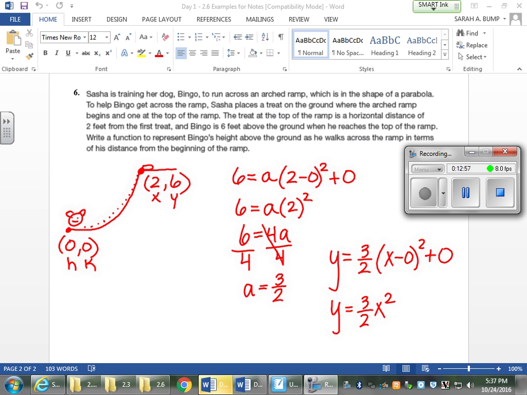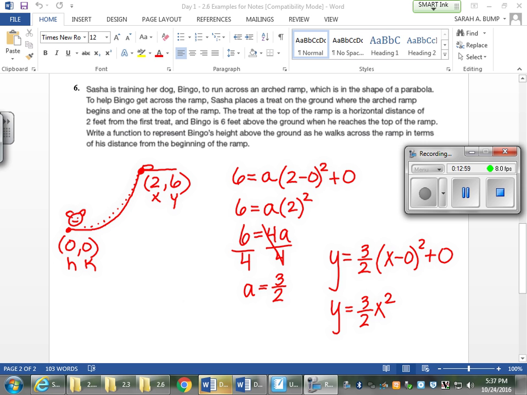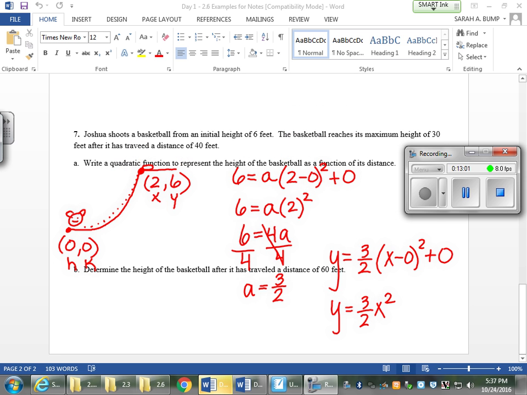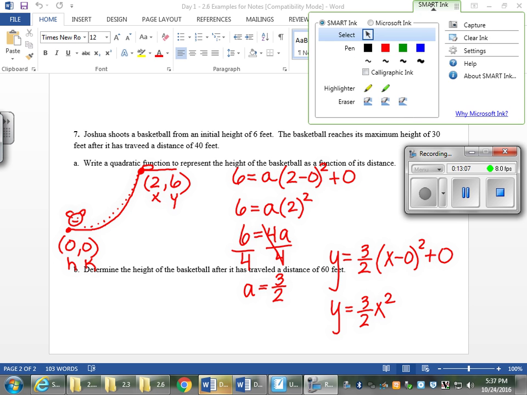And then the last example, so this is an example that both the honors and the level 1 class are going to be expected to do. I'm just going to clear this out.